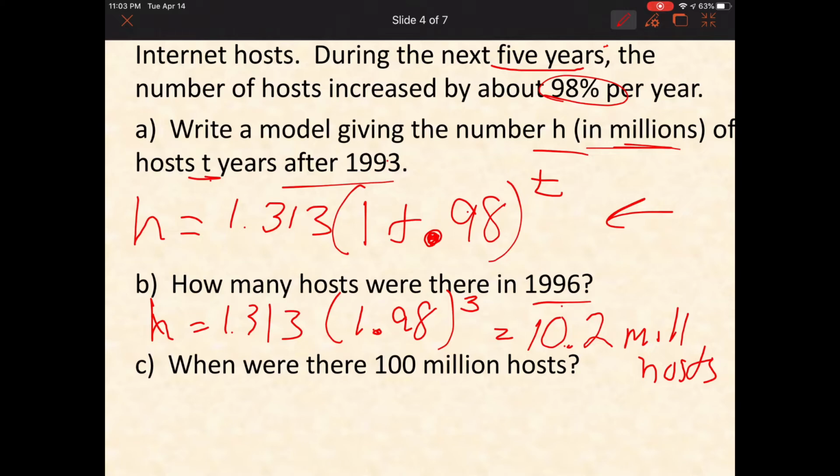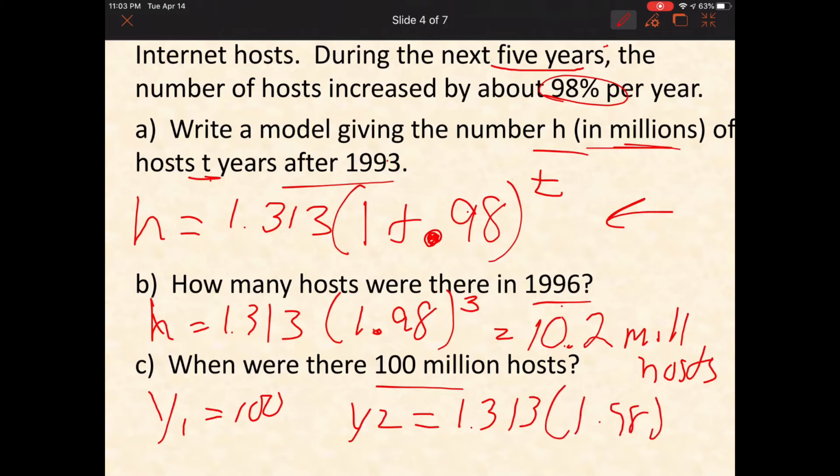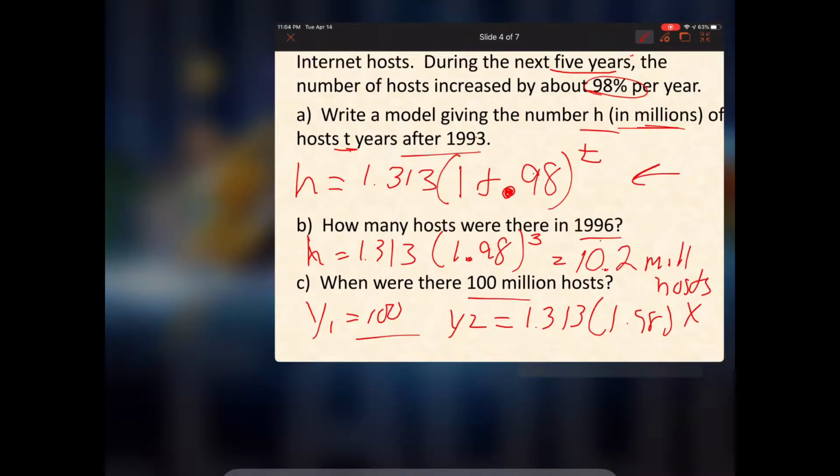When will there be 100 million hosts is when you would go to your calculator, and we've done this before. Y1 equals 100, and Y2 is going to equal the 1.313, 1.98 to the x, and then you're going to find the intersection between these two things. Remember, if y1 is 100, you have to change your y max to 100 so it can go up, and then you find the intersection. So let's actually do that. Let's find the intersection in that one.